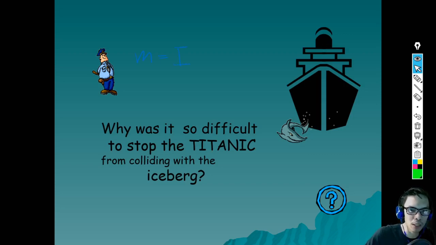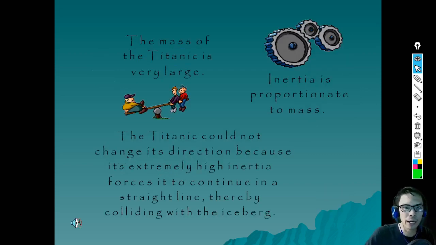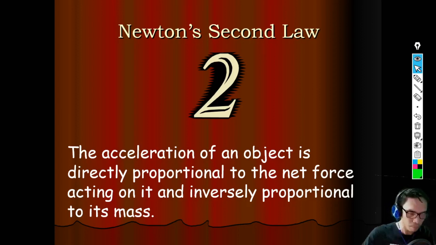Which means that the greater the mass, the greater the inertia. The Titanic is very large, so inertia is directly proportional to mass. If an object has a smaller mass, expect that the object has small inertia. So mass and inertia are related to each other. Don't forget that one.